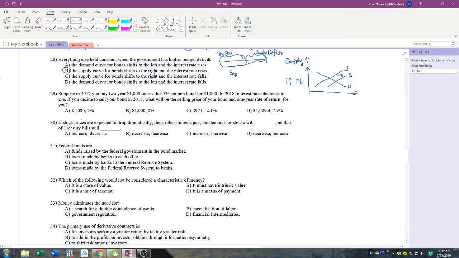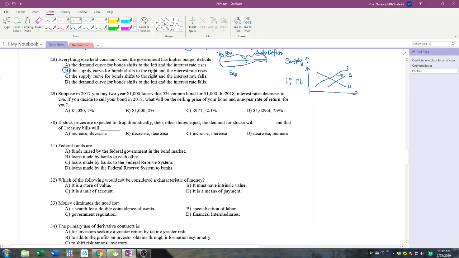If you decide to sell your bond in 2018, what will be the selling price of your bond and 1 year rate of return for you? Okay, so let's play a game first. With no calculation, can you figure out the answer? I think probably we can, right?